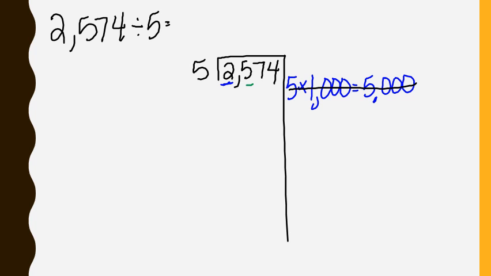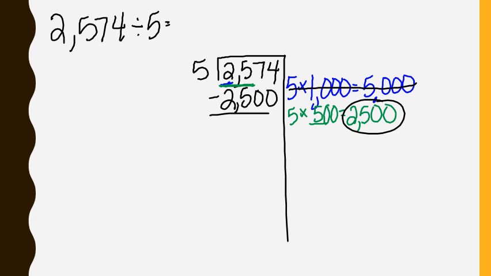I'm going to go to the hundreds place right here, and everything to the left of it. This is how many hundreds I have. I have 25 hundreds. So I have to think 5 times how many hundreds would get me as close to 25 hundreds as I can get. Well, 5 times 5 is 25. And if I was going to make it hundreds, I would say 5 times 500 would give me 25 hundreds, or 2,500. So this 2,500 is what I'm going to be subtracting. And 500 is what is going in each group. So that is part of my quotient. Because if I added 500 5 times, I would get 2,500. When I subtract, I get 74.